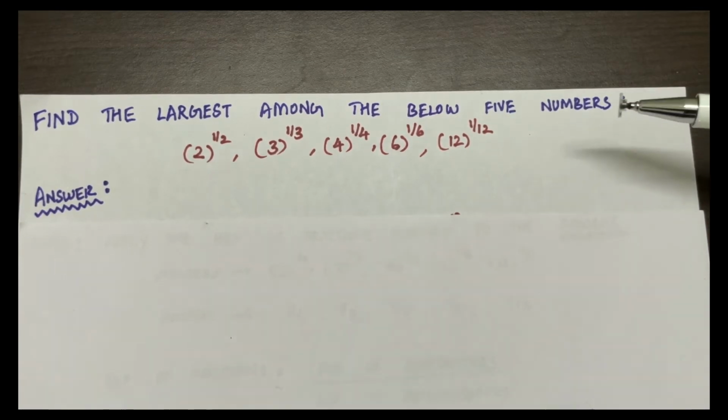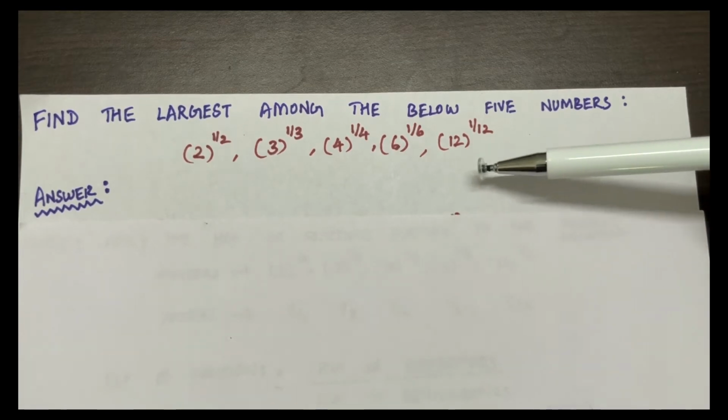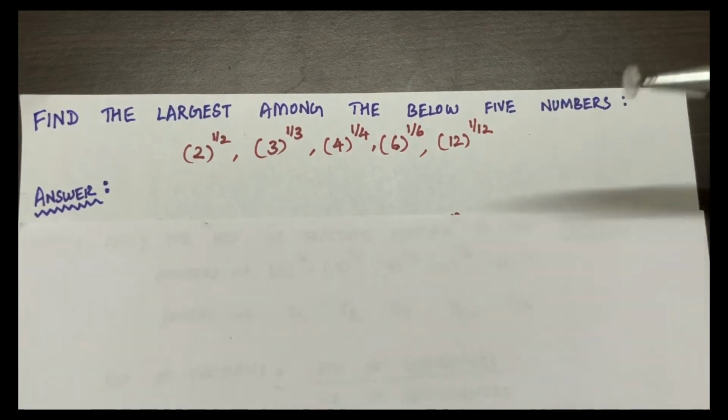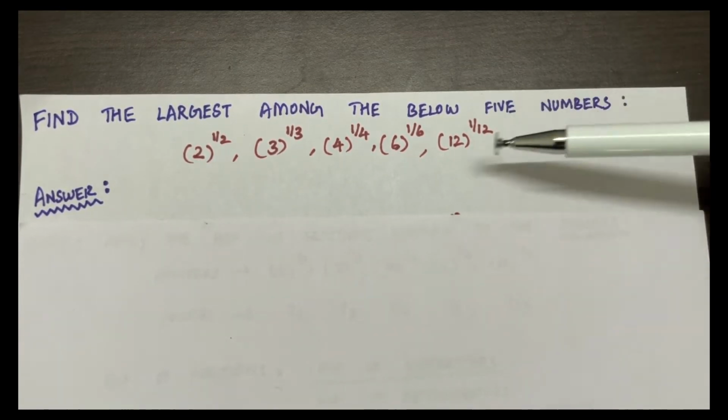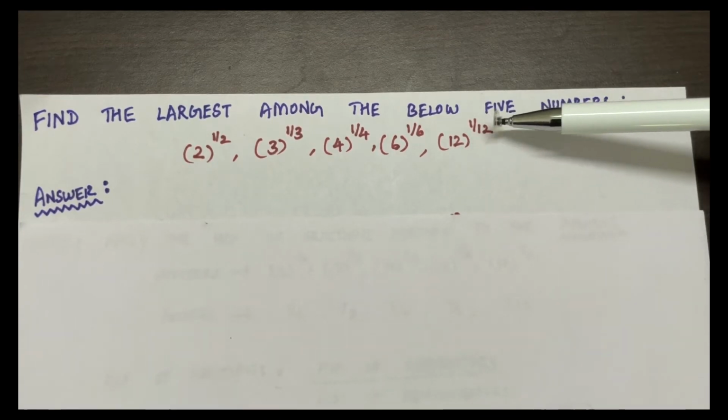This is a CAT 2006 question where we have to find the largest among the below 5 numbers, and as you can see, the numbers here are all varying with respect to the bases as well as the powers. Bases are the ones inside the brackets and the powers are the ones outside the bracket. So in 12 power 1 by 12, 12 is the base and 1 by 12 is the power.